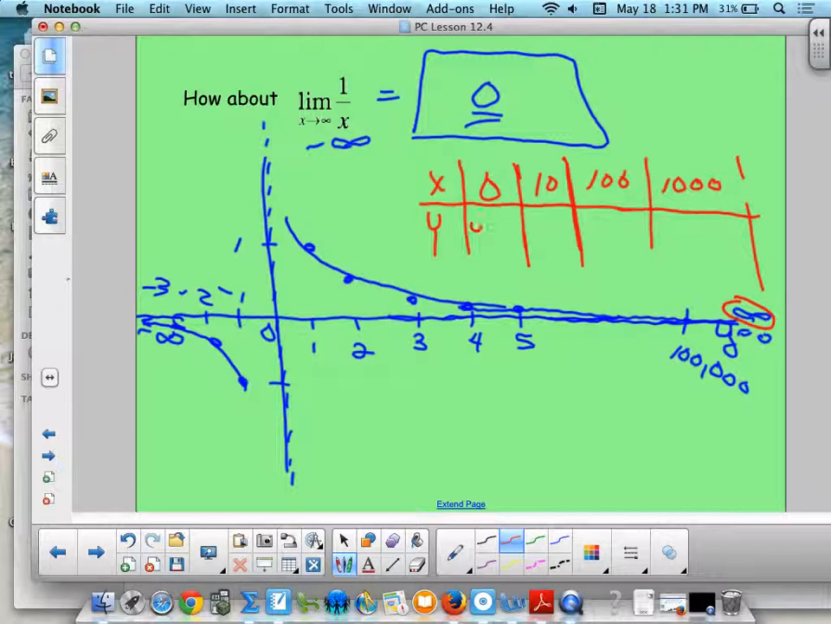Oh, by the way, this is error. Okay, so this would be 1/10, and this would be 1/100th, 1/1000th. And you can see you're approaching what? 0. You're getting closer and closer to 0. So you didn't have to graph it. You could have just made a quick table and said, look how close I am to 0. And you know it's going to get closer and closer.